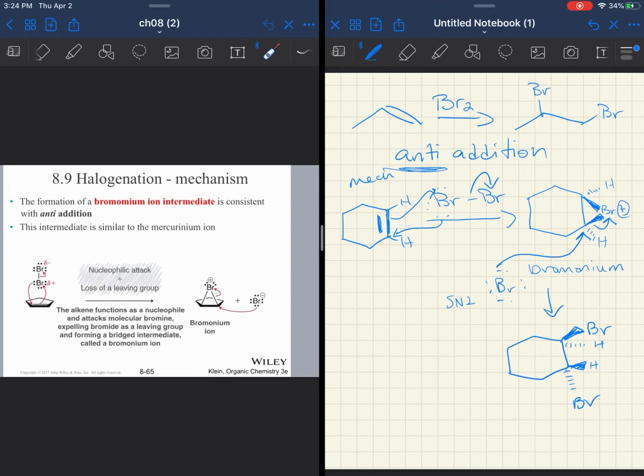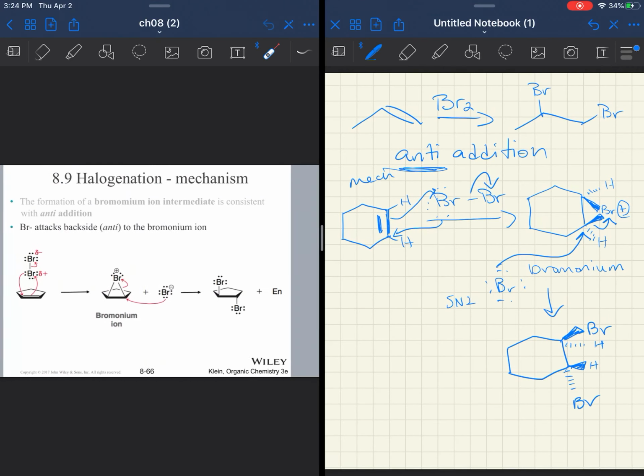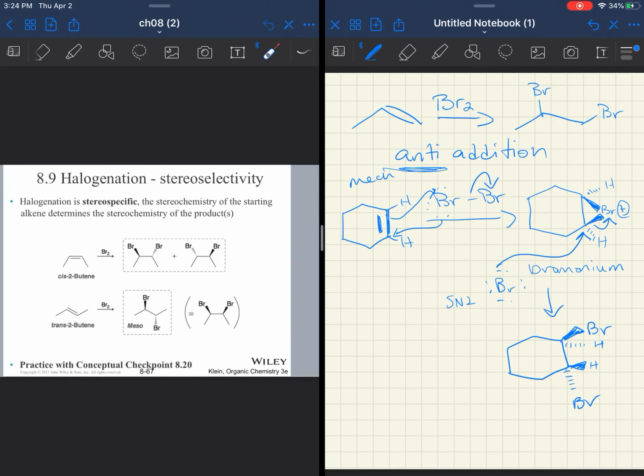You're showing the bromonium coming together at one time, and then the bromide attacking in the second step. So it's got to be these 2 steps. That is the only way the anti-addition and no rearrangements is explained. All right, just talking about that backside attack.